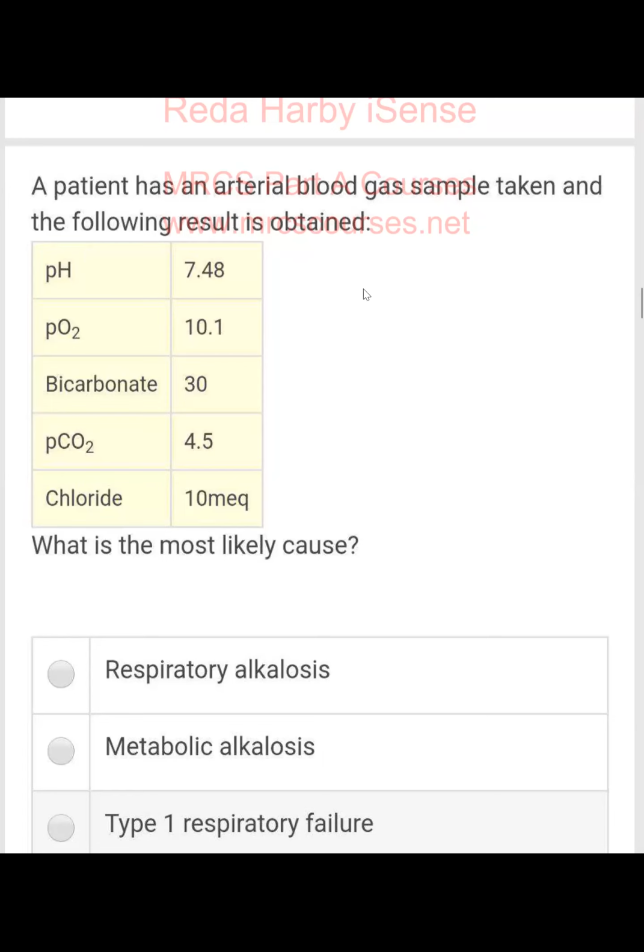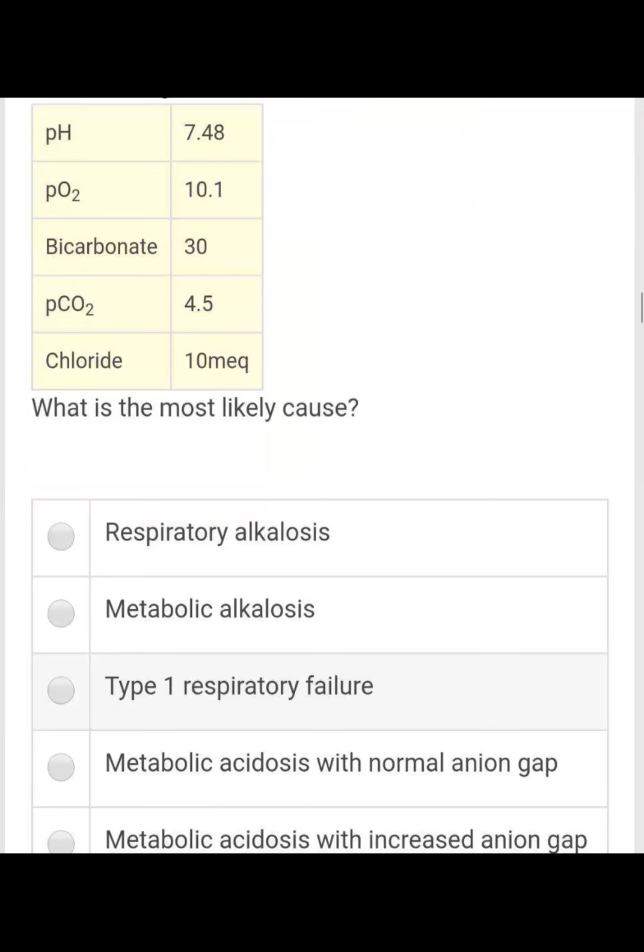A patient had an arterial blood gas sample taken, and the following result is obtained. pH 7.48, partial oxygen 10.1, bicarbonate 30, partial CO2 4.5, chloride 10. What is the most likely cause?